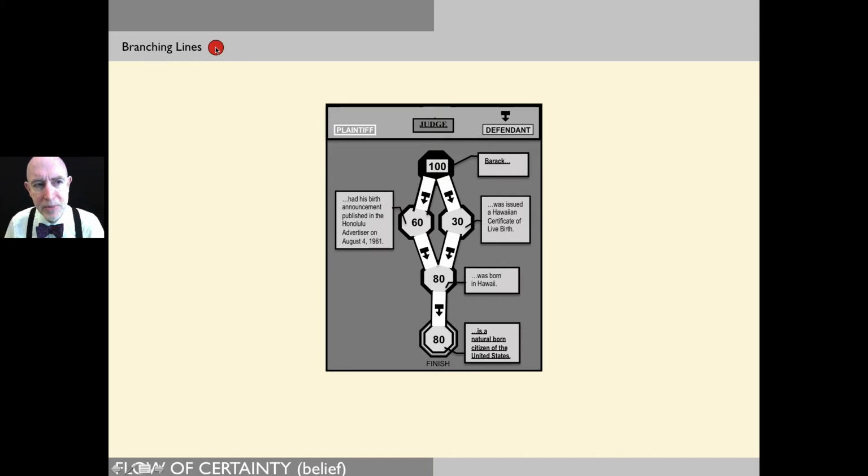Here you have an example of the branching lines. This is where the defendant is creating, at this point, two separate lines of reasoning that both support right here. So this line states Barack was issued a Hawaiian certificate of live birth. One who was issued a Hawaiian certificate of live birth was born in Hawaii.